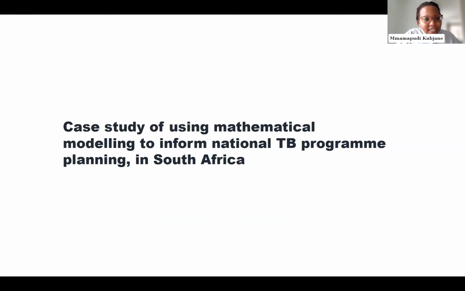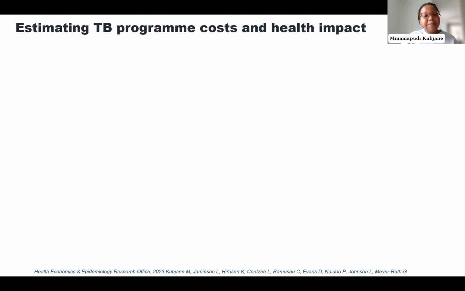And so in these last few slides, I'll just give an example of how we've used mathematical modeling at a national level to inform the national TB program. Although this has not included vaccines, it has proven a useful process that we have used in South Africa to engage with the national stakeholders and also as researchers to determine the impact and costs of interventions in the program and advise on budgeting for the next few years.